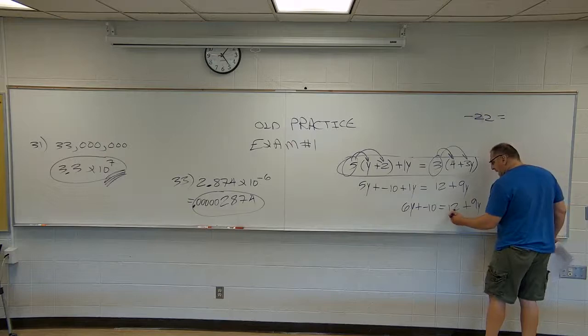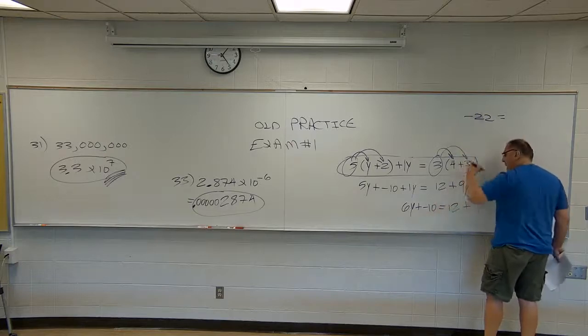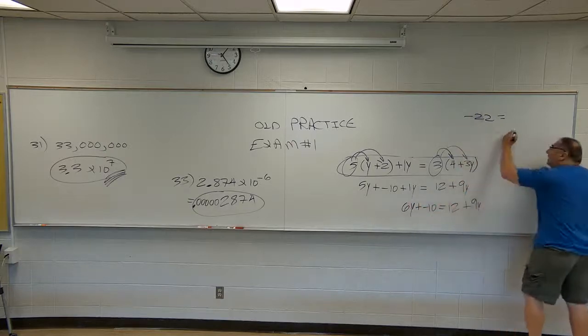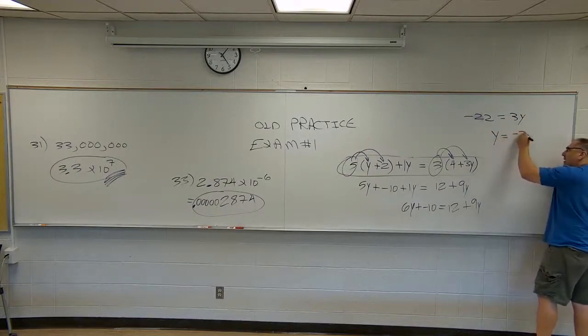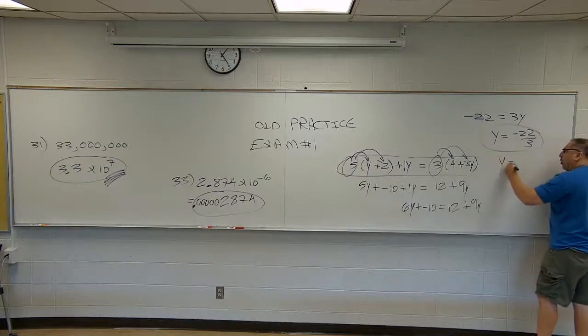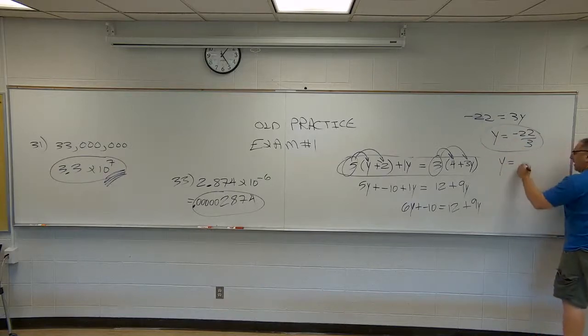Okay, let me add a negative 12 on each side. I get to that. Let me add a negative 6y on each side. And I got that. Divide by 3 on each side. And there's your answer. This can be written a whole bunch of ways. This can be written as negative 7 and 1/3. That also works. They don't specify.